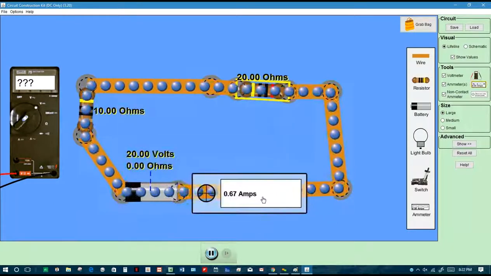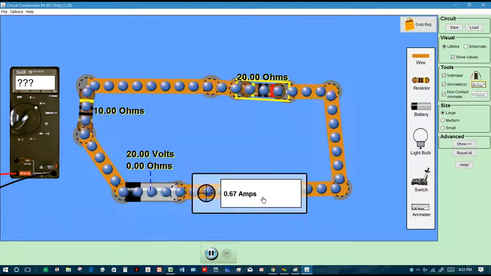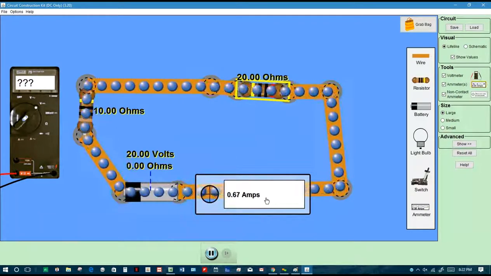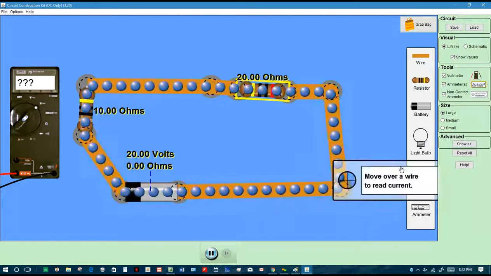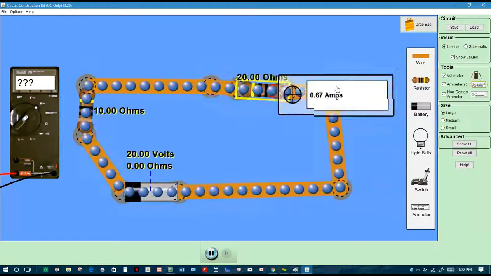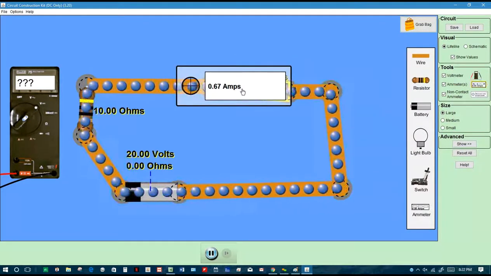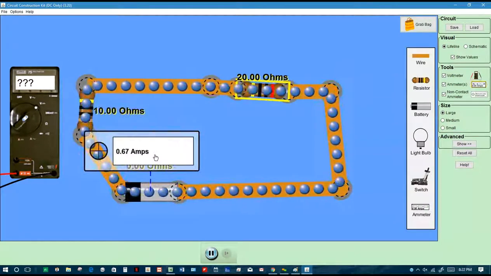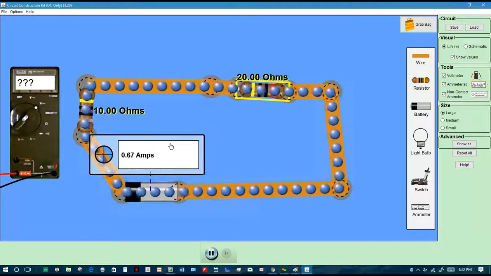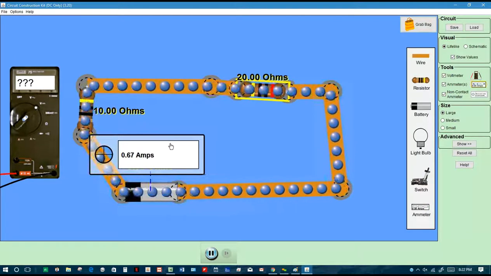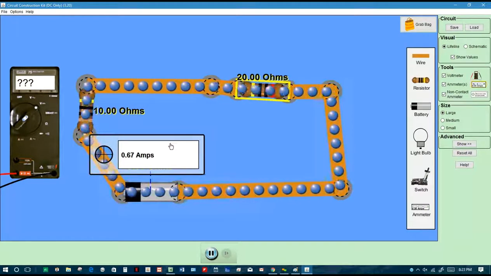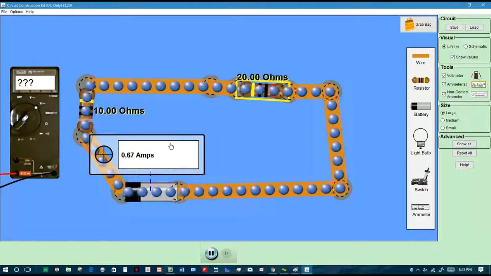So how much current is flowing out of the battery if you watch as I go around this loop? How much current is flowing out of the battery? 0.67 amps. I didn't mean 6.67. How much current is flowing in this section of the wire? 0.67 amps. How much current is flowing through this resistor here? 0.67 amps. How much current is flowing through this resistor over here? 0.67 amps. So the current is the same, and the current going through all of the devices inside your circuit is equal in all cases because it's only one path. So the total current has to go through all parts, and so it's equal everywhere.